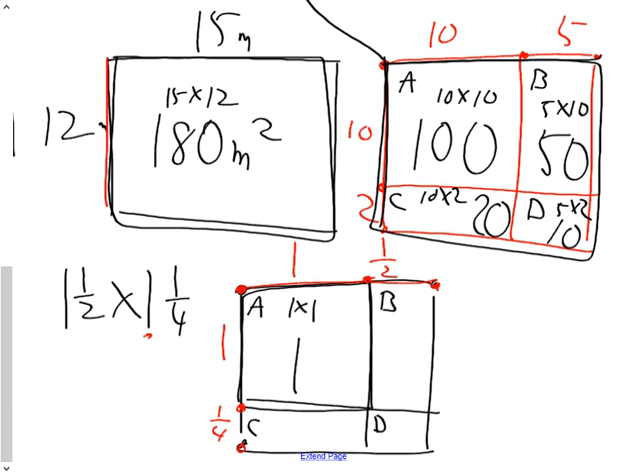What about B? What's the length and width of B? It's 1/2 by what dimension? 1. The length is 1/2, the width is 1. Anything times 1 is itself, right? Like 4 times 1 is 4, 10 times 1 is 10. So 1/2 times 1 is still 1/2. So we got 2 parts so far. What's the length and width of C?